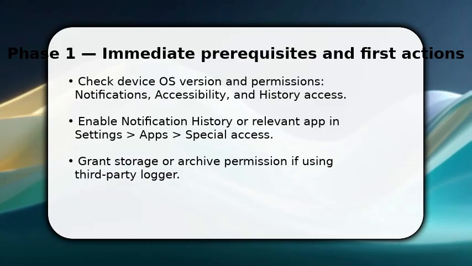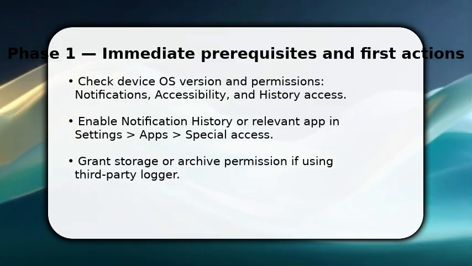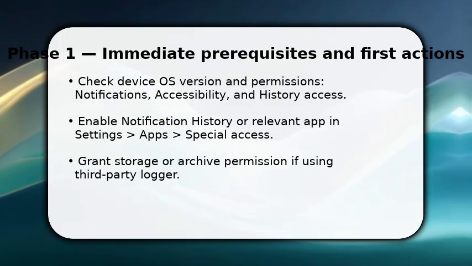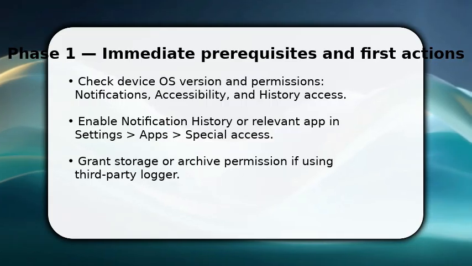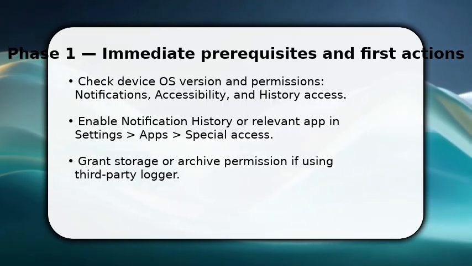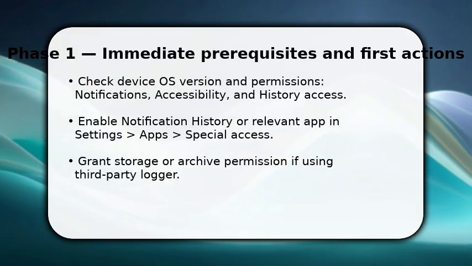You start by enabling the system features you need. Go straight to Settings, find Notifications and turn on Notification History or the equivalent toggle. This gives the system retention. Once done, enable accessibility if a third-party logger requires it. This allows reading incoming notifications.